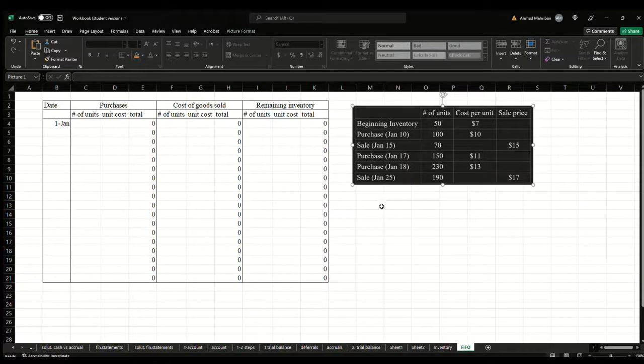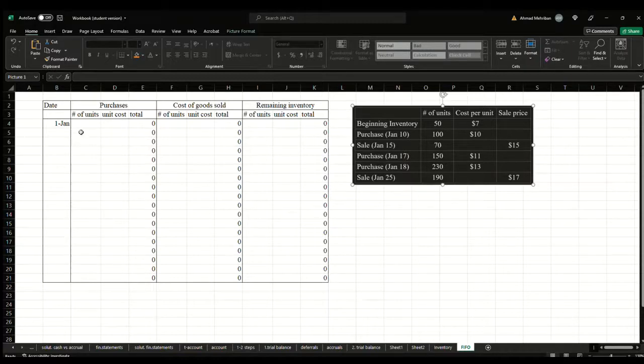Okay, so let's try to solve our problem using the FIFO method for this one. We have to identify several things: ending inventory, cost of goods sold, and gross profit. We can use this table to do these calculations. If you already have your own method of doing it, please continue doing that, but if you find this one more useful, you can also switch to it.